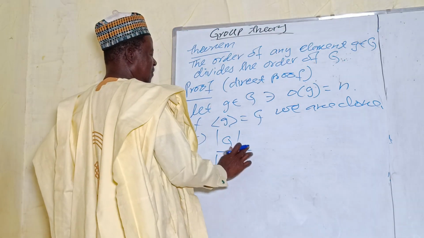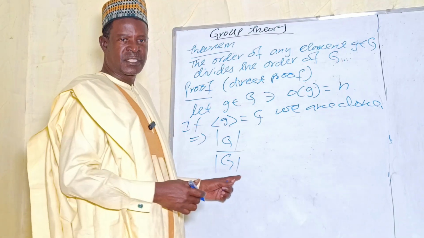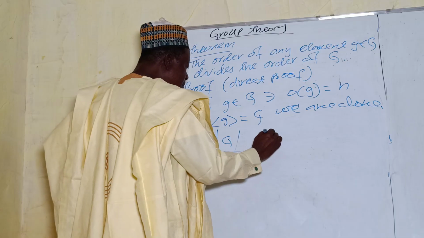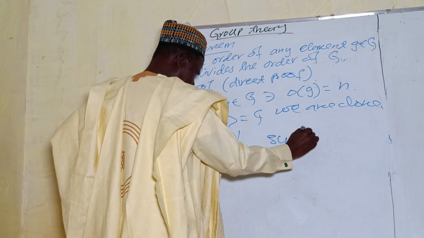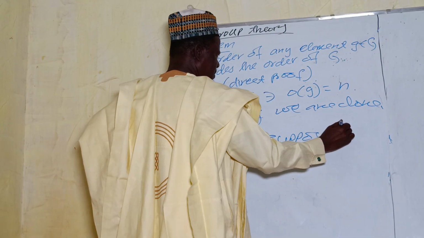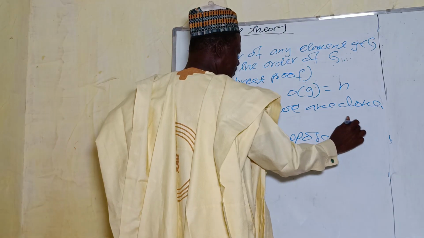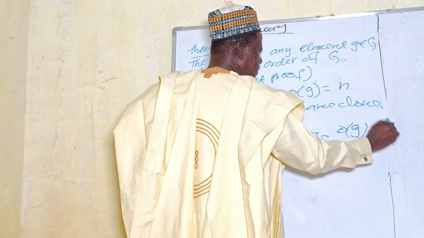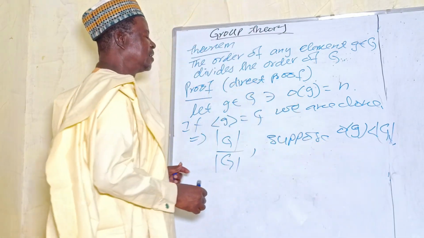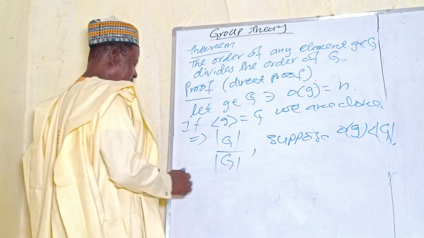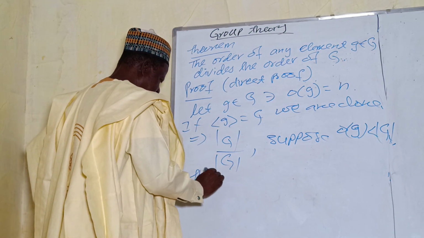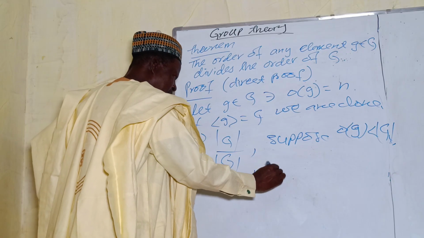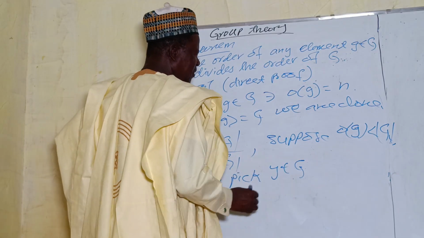Of course, it's trivial, okay? But suppose the order of g is less than the order of G itself. Then pick some element, maybe y in G, okay?